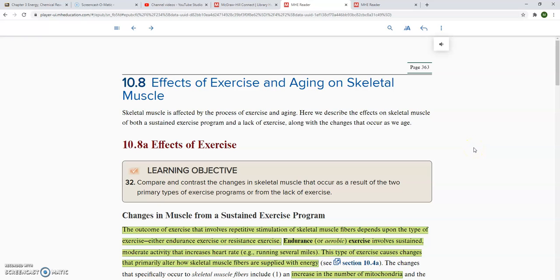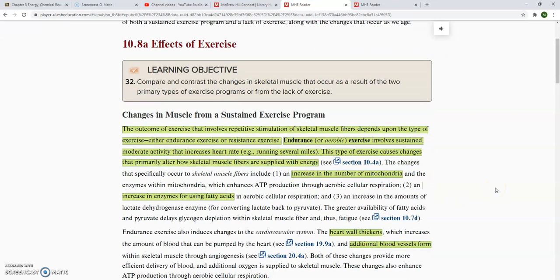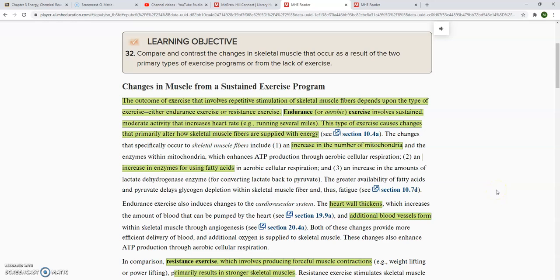All right, AMP1 students, in this last video in chapter 10, we're going to talk about the effects of exercise on our skeletal muscles as well as the effects of aging. All right, so as far as exercise, there's going to be changes in our skeletal muscles based on the exercise that we do. And they kind of break exercise down into endurance exercises versus resistance exercises.